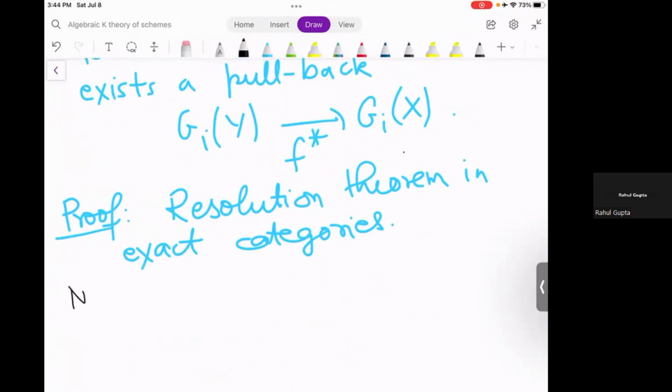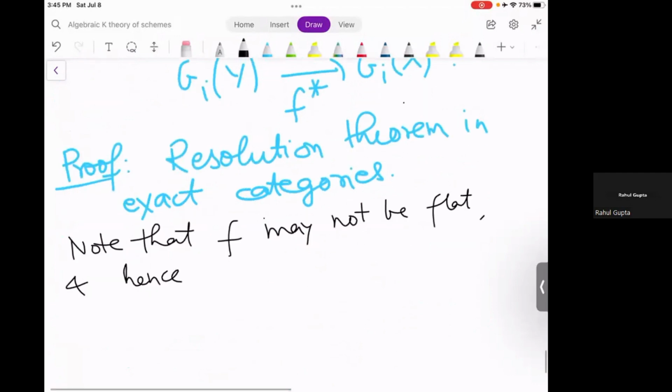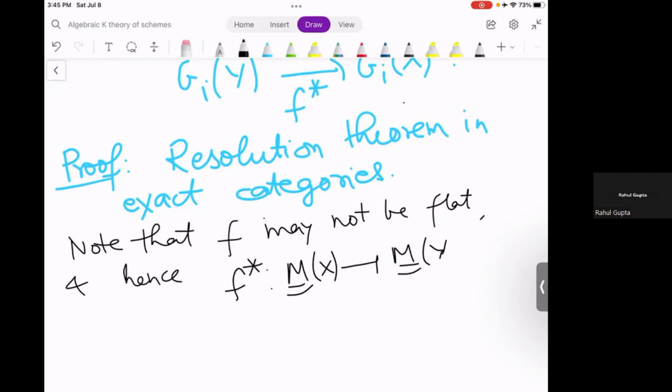Note that F may not be flat, and hence if I pull back from M of X to M of Y, yeah, sorry, Y to X, it may not be exact.